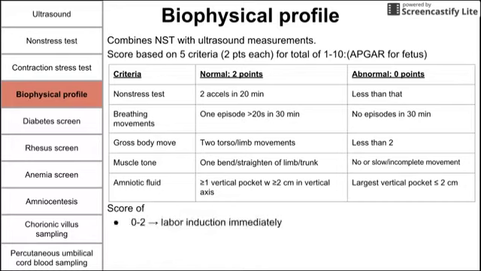If you have a score of 0 to 2, you should induce labor immediately. Any score of less than 4 is generally abnormal. A score of 6 is equivocal. A score of 8 to 10 is normal and reassuring.